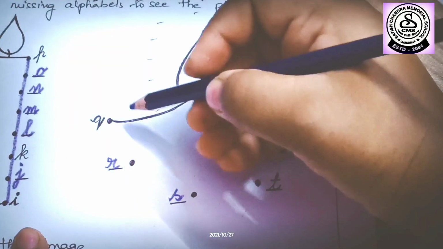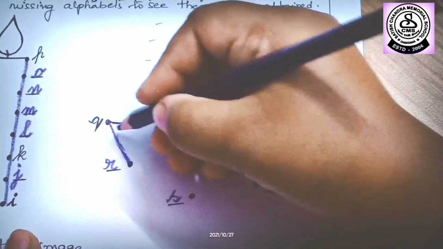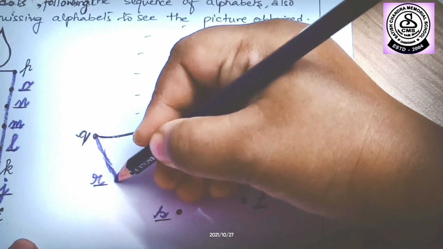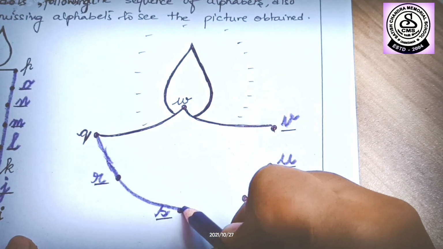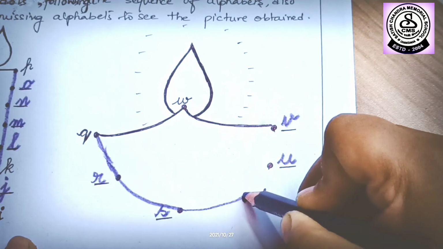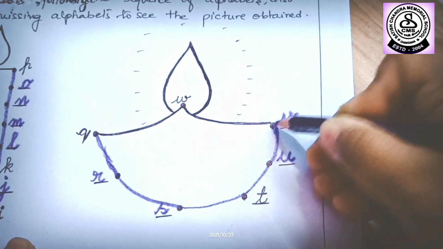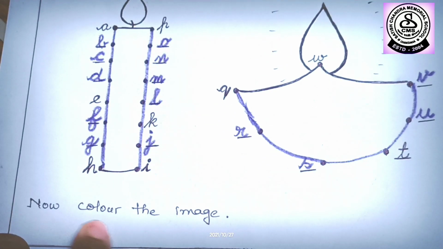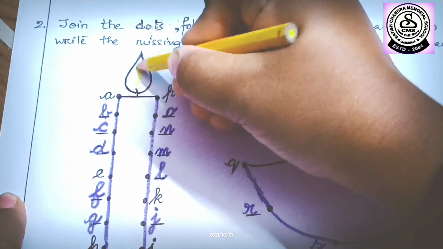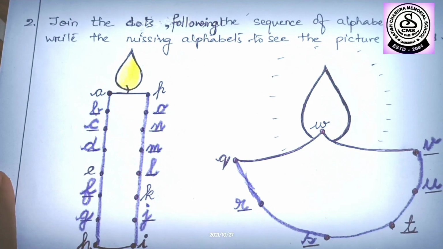So now let's join the dots. Q, then R, then S, then T, then U, then V. Can you tell me what is this? This is a diya. Next thing is mentioned here. Now color the image. Let's color this with yellow. The fire or the flame. Here also.